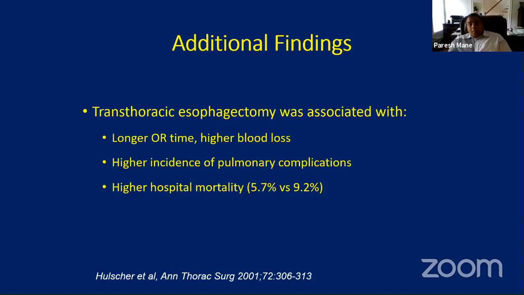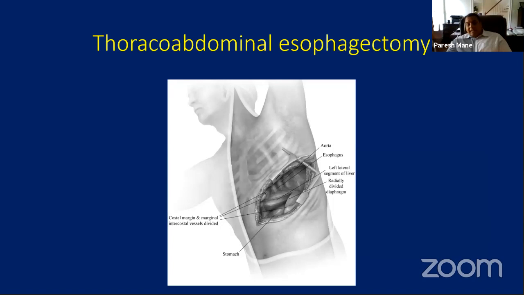Pulmonary complications are higher. A thoracoabdominal esophagectomy is a classic operation that I would do for a GE junction tumor because it involves one incision. I would also use a similar approach for failed hiatal hernias for benign reasons sometimes. Patients have had multiple hiatal hernia repairs, 3 to 4 times laparoscopic, and it doesn't work. So then we'll end up doing a GE junction resection through this kind of an approach.